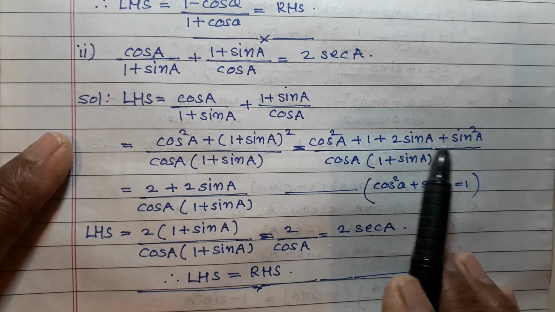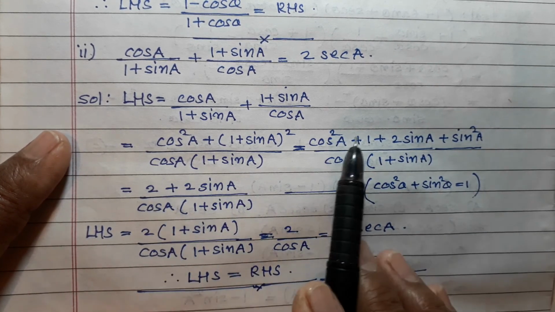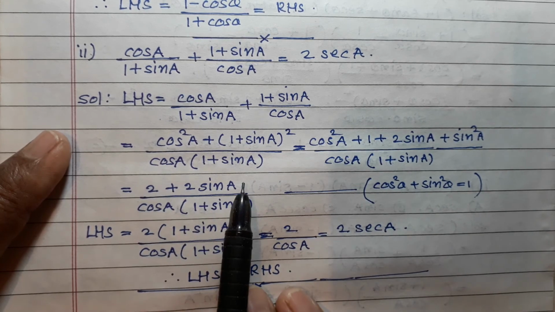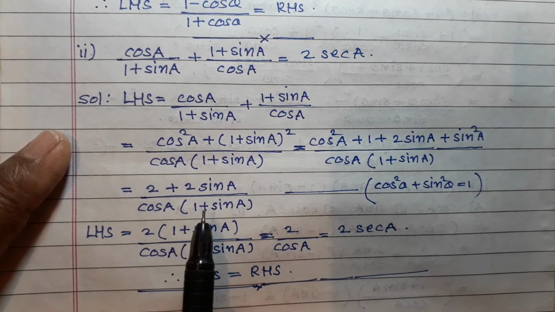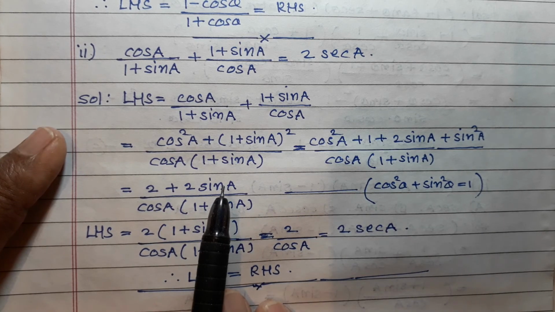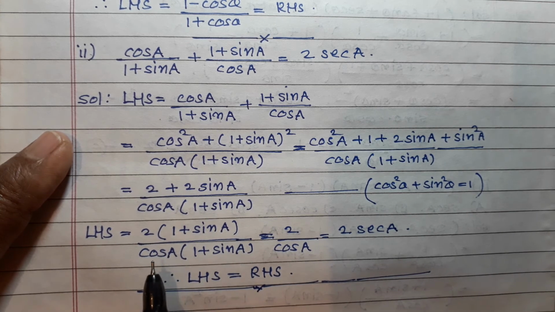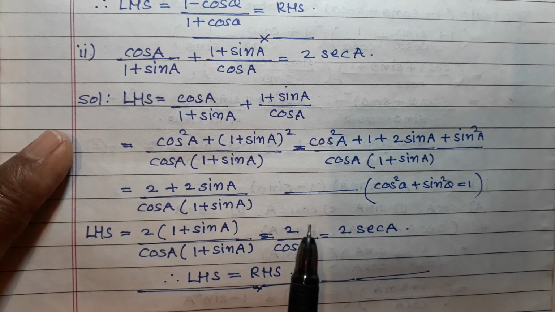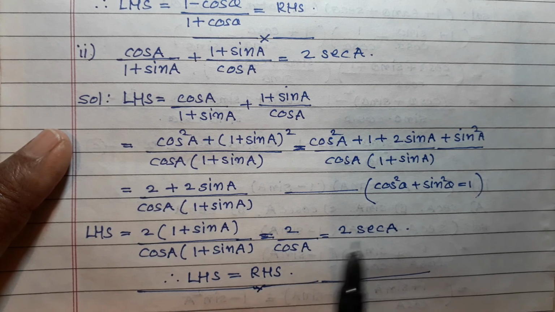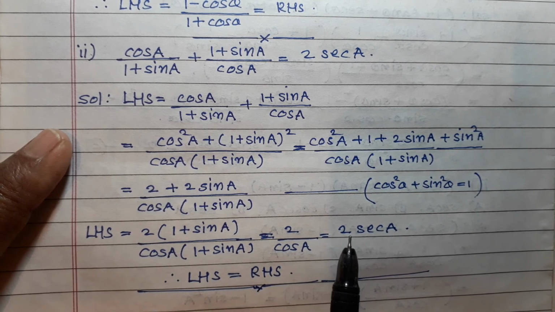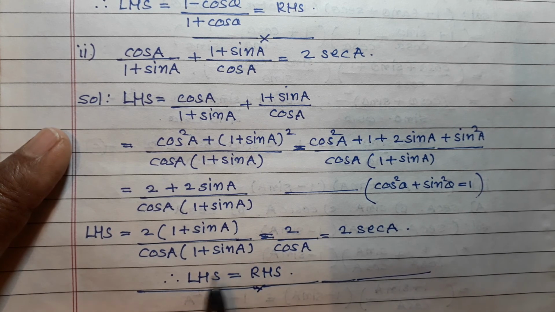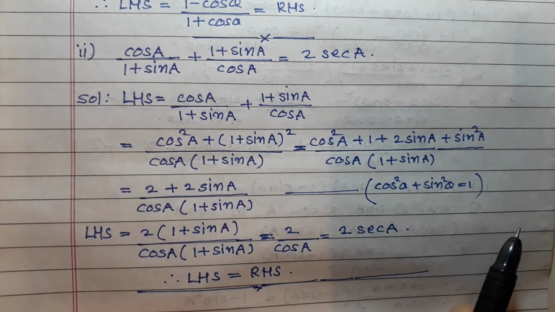Now cos square A plus sin square A is equal to 1. So this is 1 plus 1, which is 2, plus 2 sin A, upon cos A into bracket 1 plus sin A. Here you take 2 common. So 2 into bracket 1 plus sin A upon cos A into bracket 1 plus sin A. 1 plus sin A and 1 plus sin A get cancelled, and it is equal to 2 upon cos A. That is 2 into 1 upon cos A, and 1 upon cos A is equal to sec A. So left hand side is equal to 2 sec A, and hence left hand side is equal to right hand side.